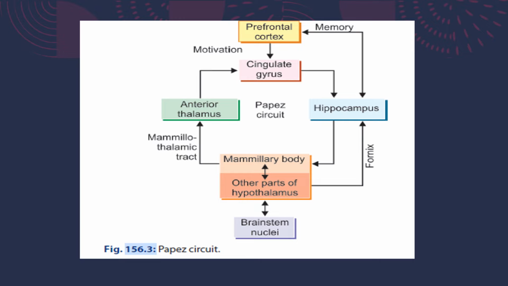And memory function is connected with both the prefrontal cortex and the hippocampus. And here the brainstem nuclei also have connections with the hypothalamus. So the mammillary body is connected with the anterior thalamus through the mammillothalamic tract. So this entire thing forms the Papez circuit.